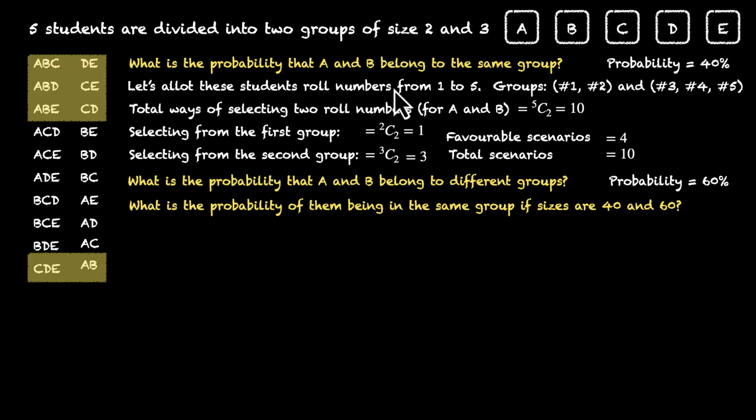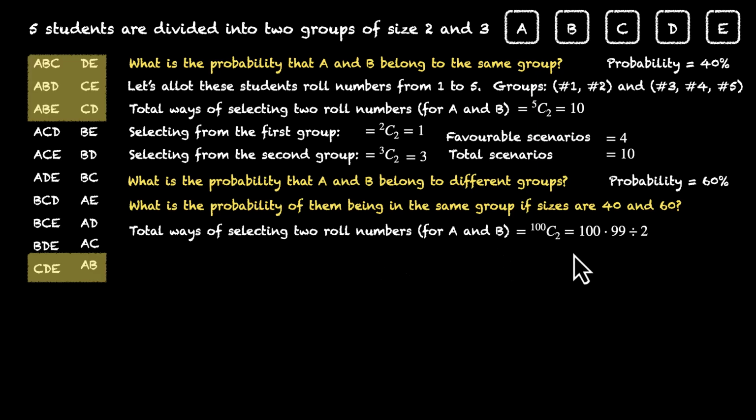Okay, following this approach, let's select 2 roll numbers. Selecting 2 roll numbers out of 100, that's going to be 100C2. That's 100 times 99 divided by 2 times 1. That's going to be 50 times 99. That's 4950. That's the total number of selections.